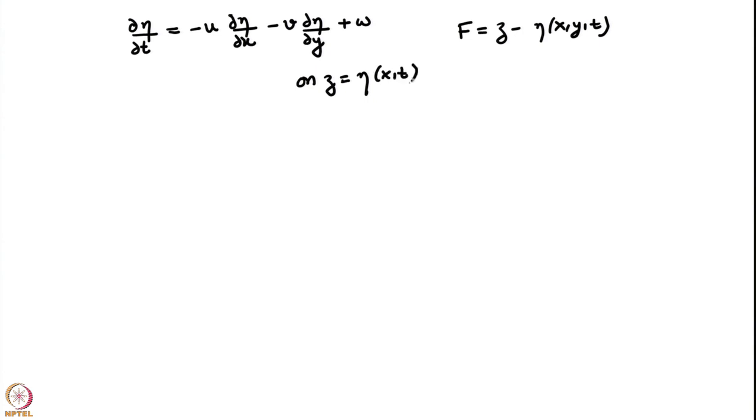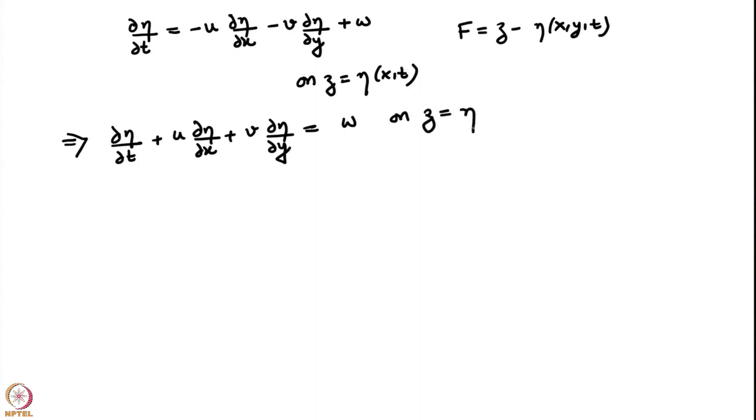is equal to u del f by del x. f is z minus eta of x, y. So you can see that del f by del x is going to have a negative sign. So this is going to be minus u del eta by del x minus v del eta by del y, and then w del f by del z. So this will be plus w, and again you have to remember that this is at z is equal to eta of x, y, t. If I shift all the negative terms to the left hand side, then I get del eta by del t plus u del eta by del x plus v del eta by del y is equal to w on z is equal to eta. This is the form of the kinematic boundary condition that we are going to use in our derivation.